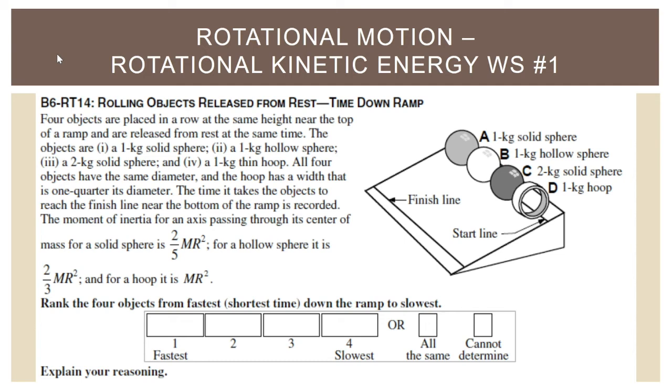So this particular question says, rank the 4 objects from fastest, and by fastest they mean shortest time, down the ramp to the slowest, and then explain your reasoning. I want you to take a couple minutes to pause this video and solve this problem. Complete the ranking, complete the explanation. Everything we've said over the last 2 days should make this question pretty easy to answer, and when you hit play, we'll go over it.